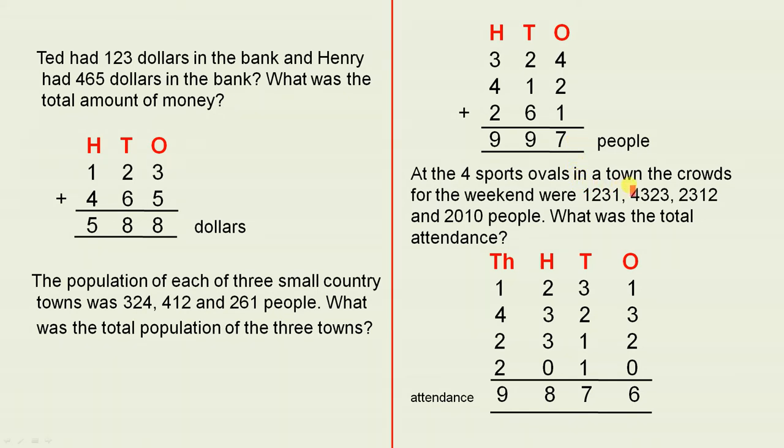At the 4 sports ovals in a town, the crowds for the weekend were those 4 numbers there. What was the total? Notice here, because you have 4 digits, there is a thousands column. So you've got the ones, the tens, the hundreds, and the thousands. Put down the numbers together. 1, 2, 3, 1. Let's check they're correct. 4, 3, 2, 3. 2, 3, 1, 2. 2, 0, 1, 0. Add those up there to give you 6. Add those to give you 7. Add those to give you 8. And add those to give you 9. So 9,876. So addition without trading, a very simple process, but it's important to learn it.